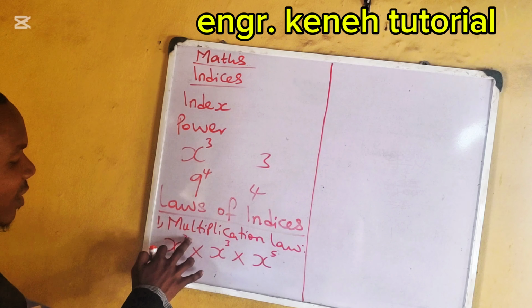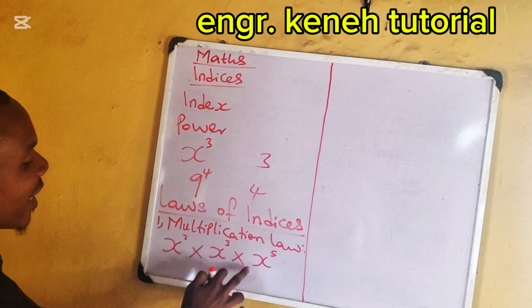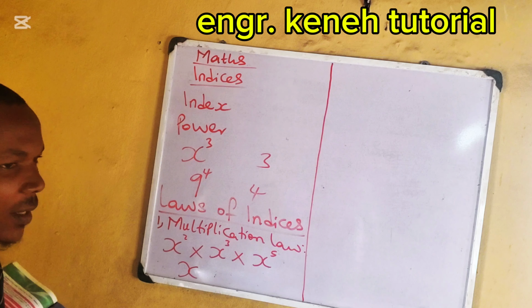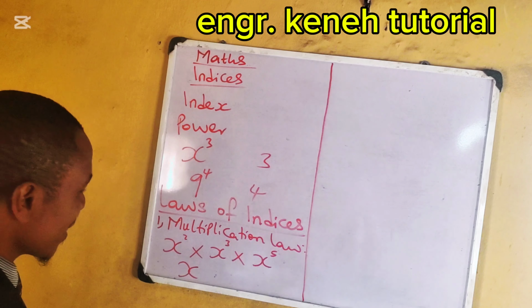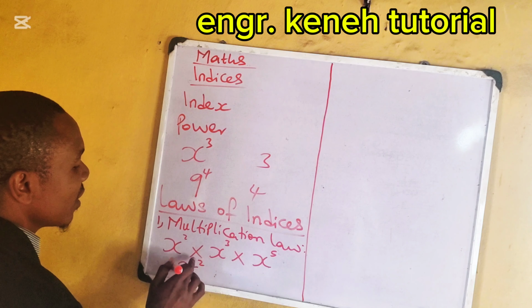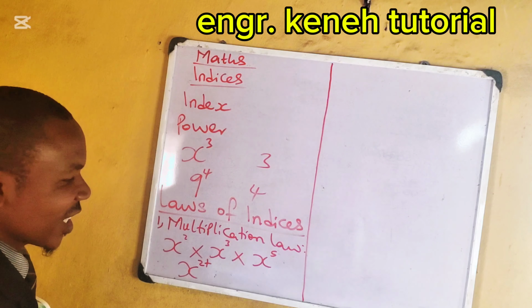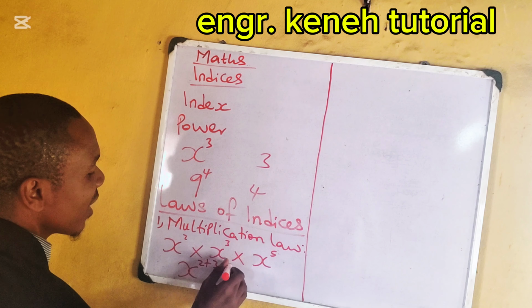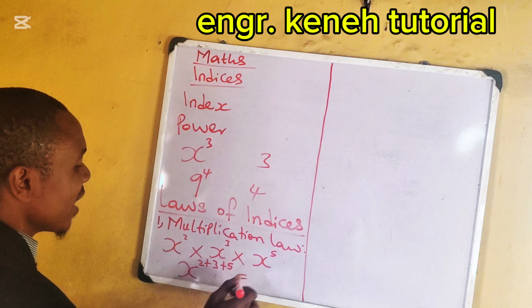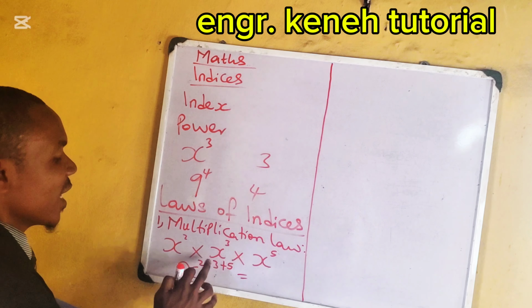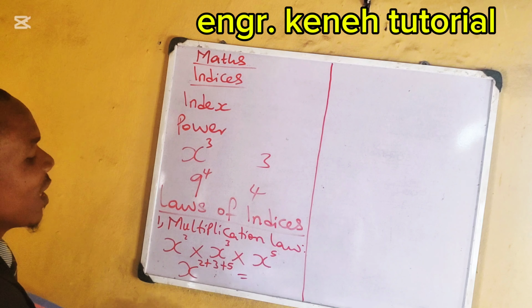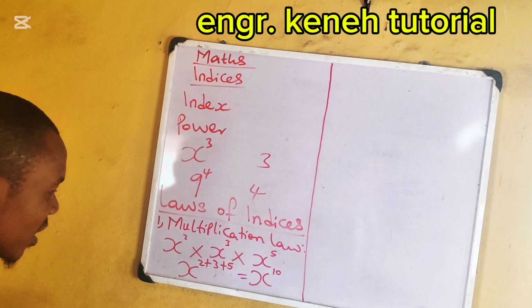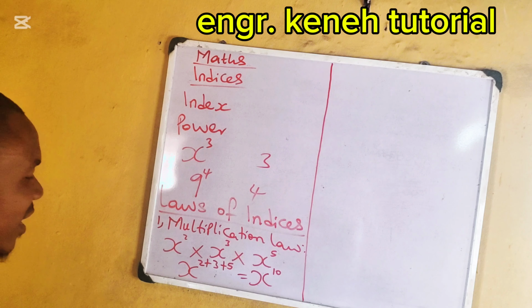Since you have x having power here, x having power here, x having power here, this law now says that since it is x that we are talking about, you are going to bring out what? One x. The power you have here should be written here. This multiplication should be what? Plus. Then the power you have here should be written here. This multiplication will be plus, and the power you have here will be this one. Can you see that? All right, so 2 plus 3 will give us 5, plus 5 you have 10. That means that this will give us this. Can you see it? So that is what the multiplication law of indices says.